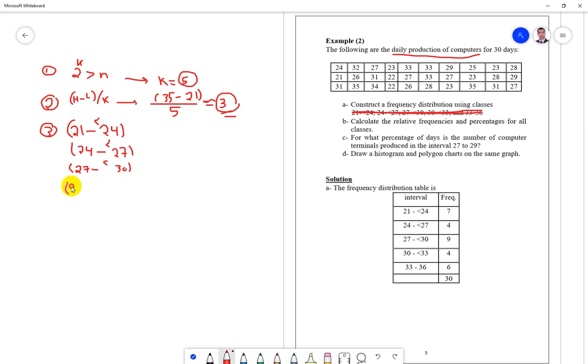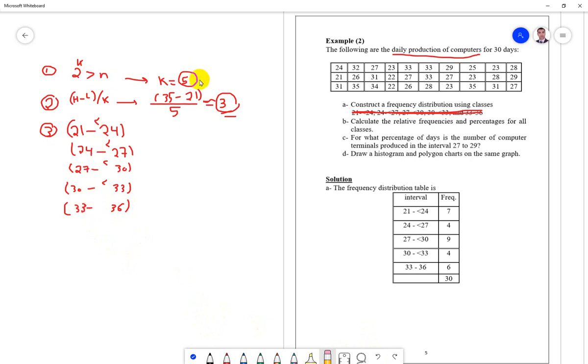and then 30 to less than 33. I need 5 classes, okay? That's the fourth one. The last class is from 33 to less than 36, because 33 plus 3 is 36. But the last class you can close actually. In the last class you don't need to say less than, you can make it a closed class. So that's class 1, 2, 3, 4, 5, and now I have 5 classes.